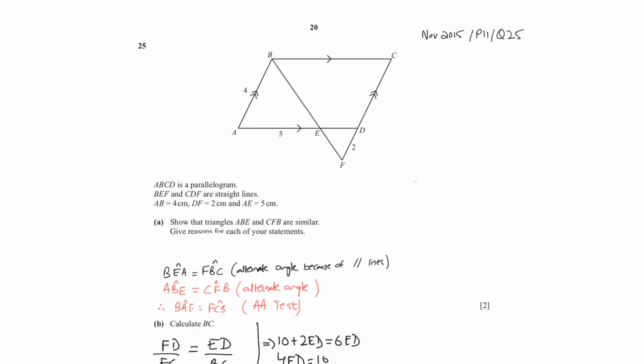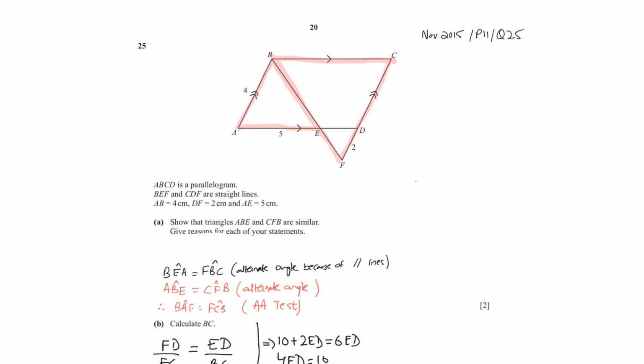Okay guys, so let's consider another question in which ABCD is a parallelogram. BEF and CDF are straight lines, AB is 4, DF is 2 and AE is 5. You need to show that the triangle ABE is similar to CFB. If that is the case, then you will have to identify the angles first.